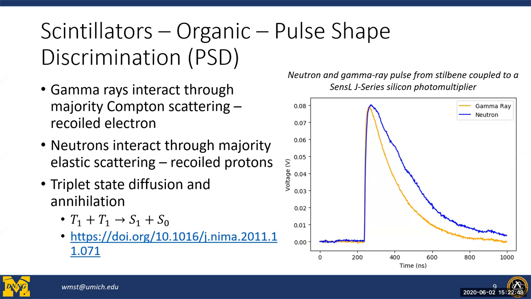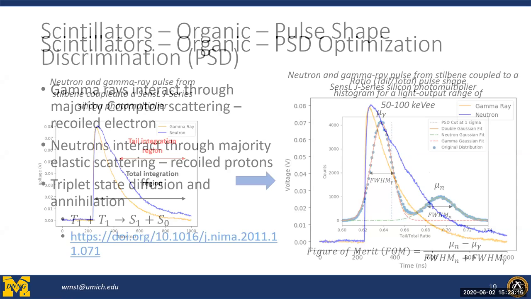And we can see this directly. So here I have plotted a neutron and gamma ray pulse. This is from Stilbene, which is an organic scintillator, coupled to a silicon photomultiplier. And we can see the neutron in blue and then the gamma ray in orange here. And just visually, we can see that the neutron has a much larger tail for the same pulse height than the gamma ray. And what we can do is take this and quantify it.